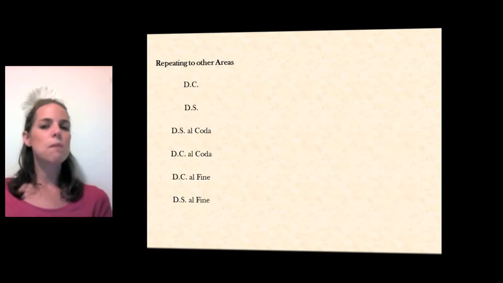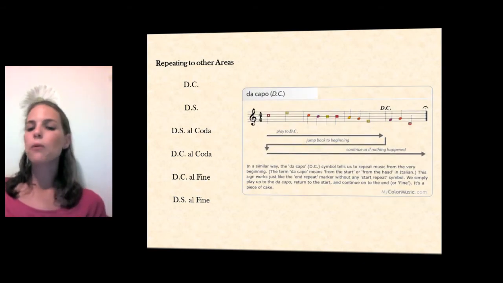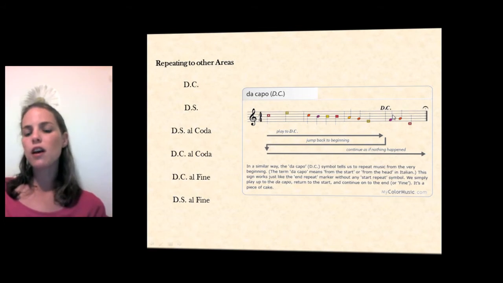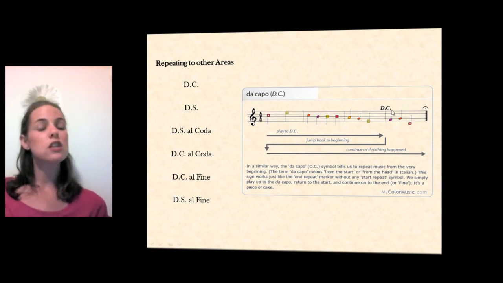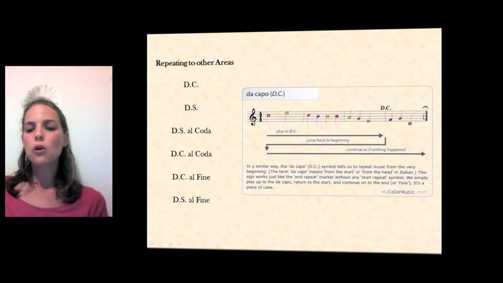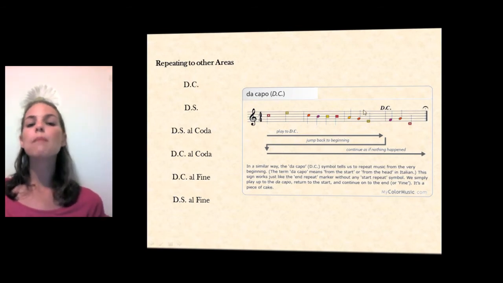Other times, there's many other ways of repeating. For example, da capo. We want to remember that da capo means to the head or the beginning. So when you play through a da capo, you play through the beginning all the way to the end. Notice it says DC, which stands for da capo. You go to the last note, you go back to the beginning, and play through like nothing happened.